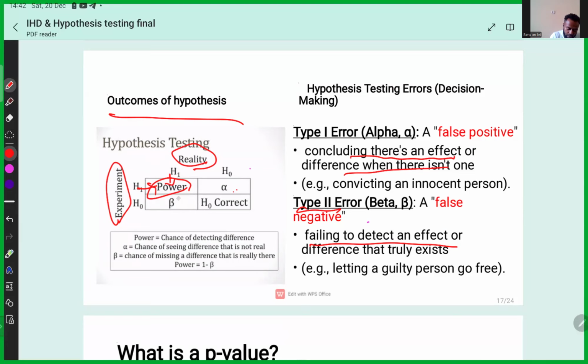The other one is beta error or type 2 error. Type 2 error is when in reality a difference exists, but our research or experiment fails to detect the difference. We call that beta. So the higher the power we have, or the less beta we have, our ability to detect the difference is much higher. So our research will be statistically more significant.